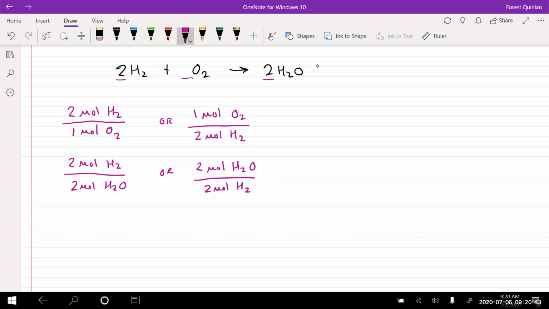Now we've related hydrogen to oxygen and hydrogen to water, but there's still one more relationship that we can have up there. We can actually relate oxygen to the water. So let's go ahead and do that. If we look up there, there's 1 mole of oxygen for every 2 moles of water. Or you could look at it the other way. For every 2 moles of water, you would need 1 mole of oxygen.